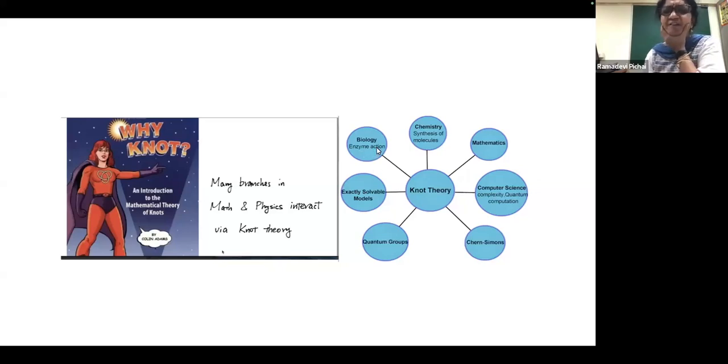So there are a lot of interesting areas, interdisciplinary, where knot theory seems to be playing a very important role. But I will confine myself to connections to Chern-Simons field theory in this talk. This is just to give you a broader feel. If anybody is interested, you can look into many of these things.